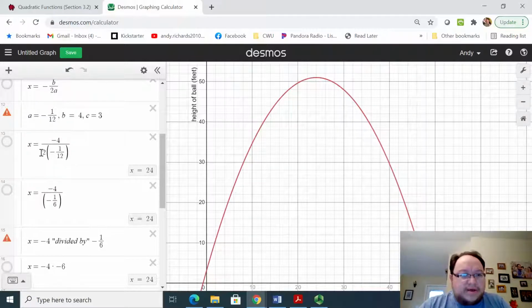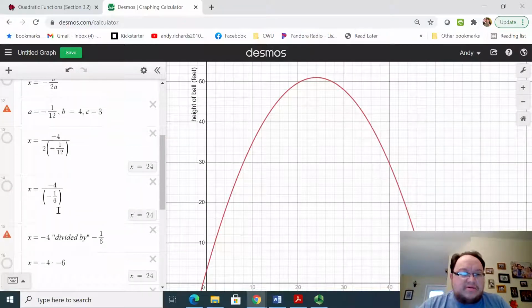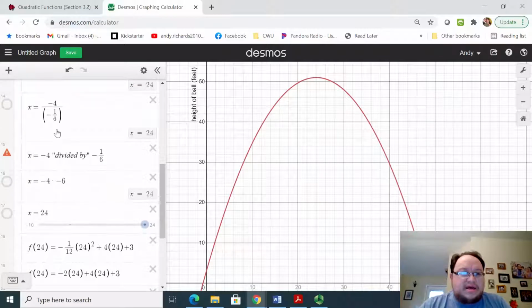So do what's on the bottom here first. This 2 times negative 1/12 is going to give me negative 1/6. And the thing to remember about that is this is negative 4 divided by, this is how it was originally grouped together, this negative 1/6. So it's negative 4 divided by negative 1/6. This is what's called a complex fraction.